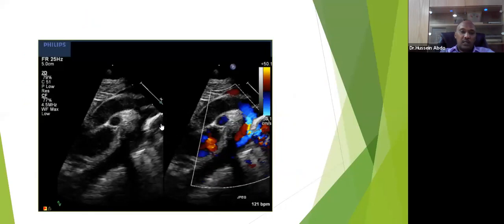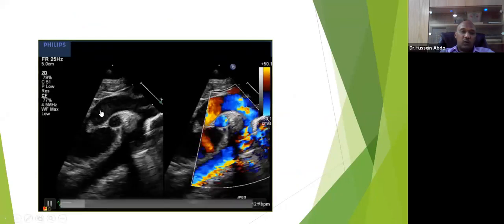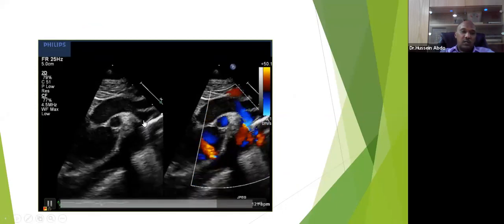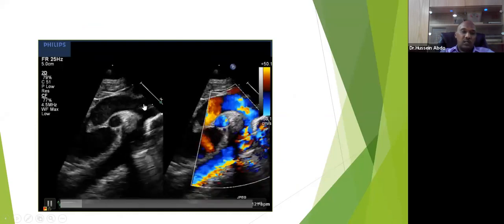I will pass this slide because this is an echo of a patient with coarctation. I will pass it very quickly. This is the ascending aorta. This is the transverse arch, and you can see here the head and neck vessels.